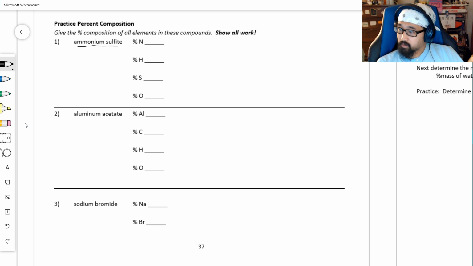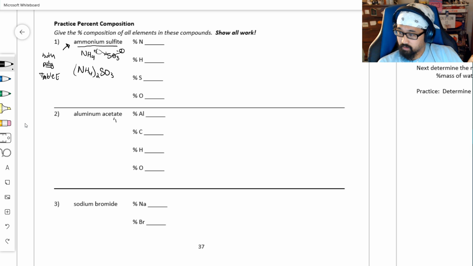Both of these are poly, so check table E. Ammonium is NH4 with a +1 charge. Sulfite is SO3 with a -2 charge. Which means if I'm going to combine these, I'm going to put these together, I'm going to do my shortcut, so this goes here, that goes there. So I have NH4 in parentheses, subscript 2, SO3, there's ammonium sulfite.